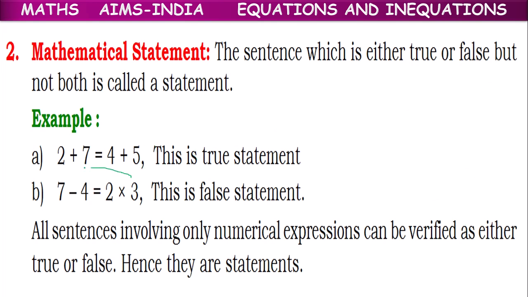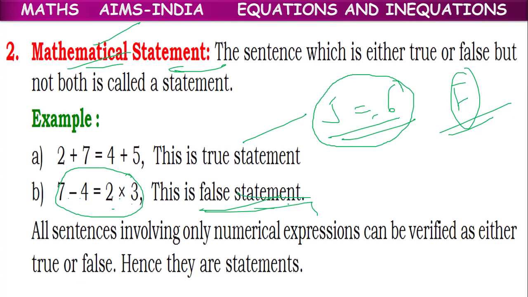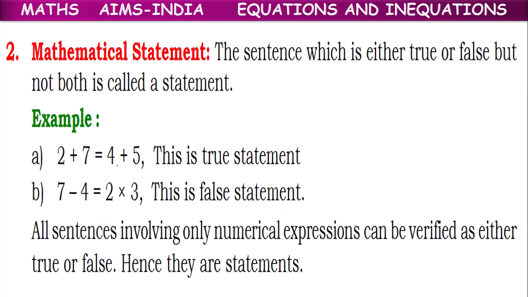Whereas this one, 7 minus 4 equal to 2 into 3. 7 minus 4 how much? 3. 2 into 3 how much? 6. Is 3 equal to 6? They have given one mathematical sentence which is false, which is wrong. So this is an example of a false statement. So a mathematical statement can be a true statement or a false statement. If you are able to tell true or false for a mathematical sentence, then it is a mathematical statement.